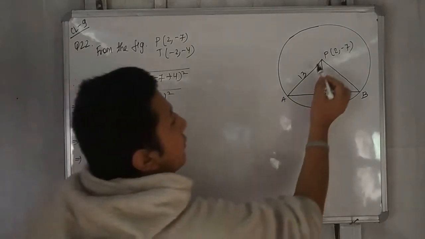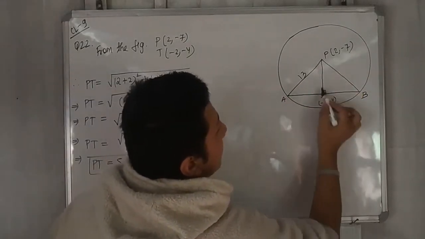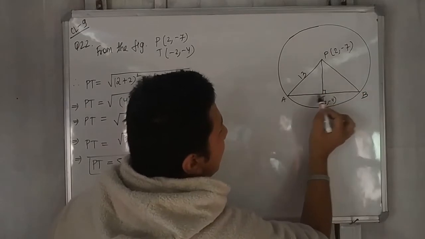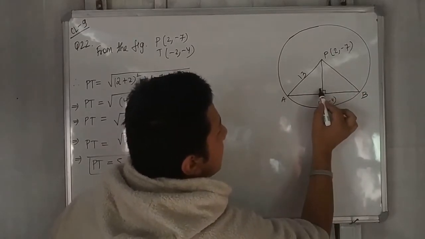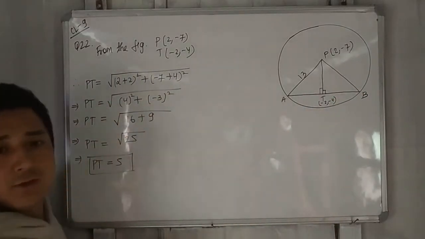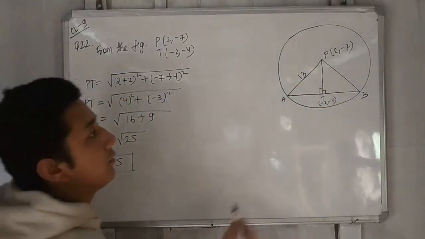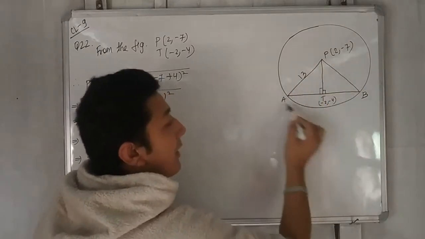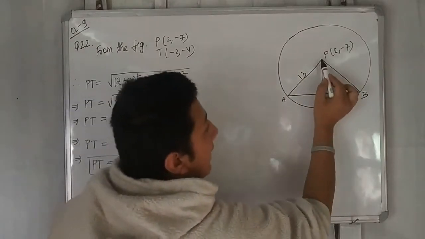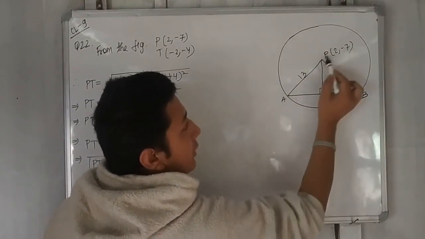So look at this figure first. PAT is a right angle triangle, PTA. If this is 90 degrees, then this is also a 90 degree, right? So therefore PTA is a right angle triangle. So what I will do is, in the right angle triangle, I have the value for the hypotenuse, which is 13.